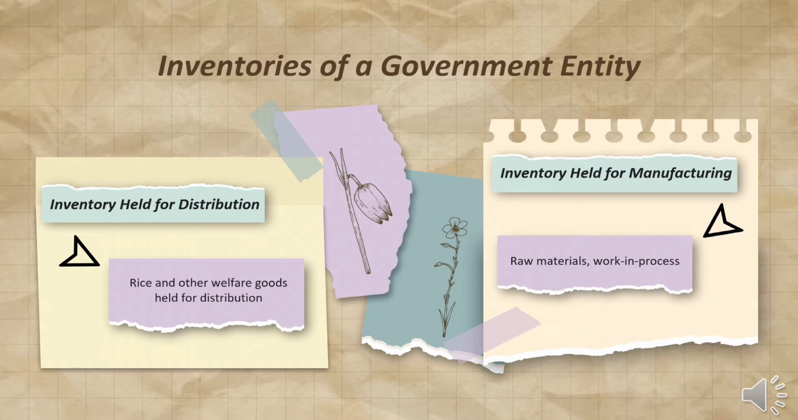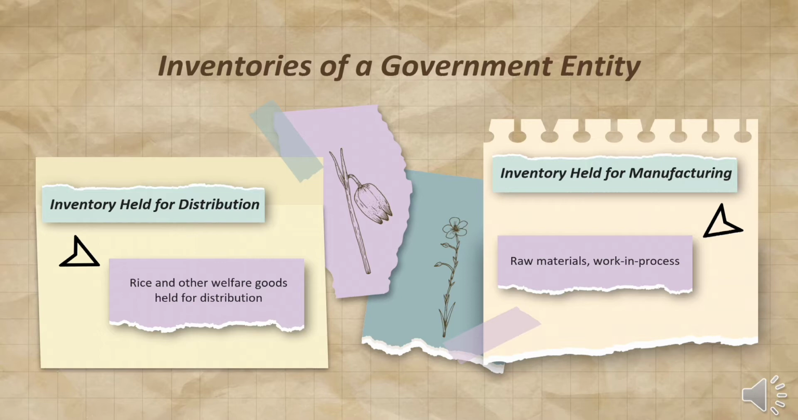So inventories held for distribution may arise when an agency consumes or distributes certain goods at no charge or for a nominal amount. Like for example, a hospital may administer drugs to patients as part of the delivery of patient services. Another example could be the rice and other welfare goods held for distribution, or books or school supplies given by an agency to schools, for donation. So, that is the inventory held for distribution.